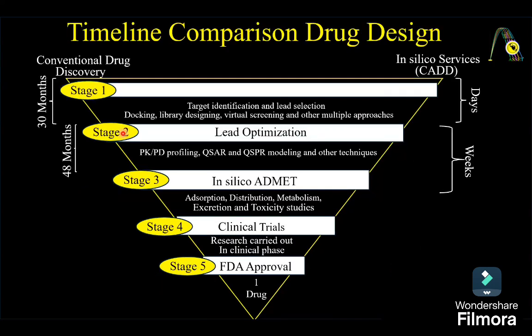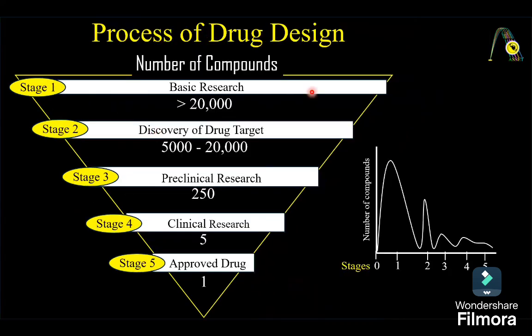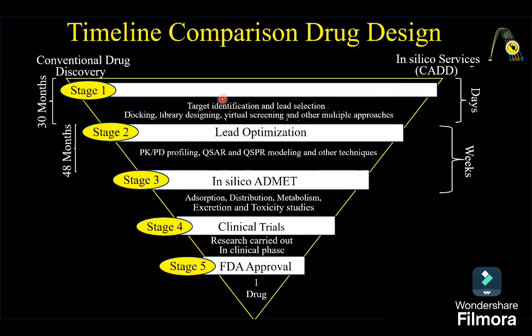So the significance that in silico services play in the drug design process is that it dramatically reduces the time that it takes within stage one and stage two. Like we said, stage one often involves collecting over 20,000 compounds, right? So this process can often take 30 months, right? But with the use of in silico services, that process can be reduced down to days.